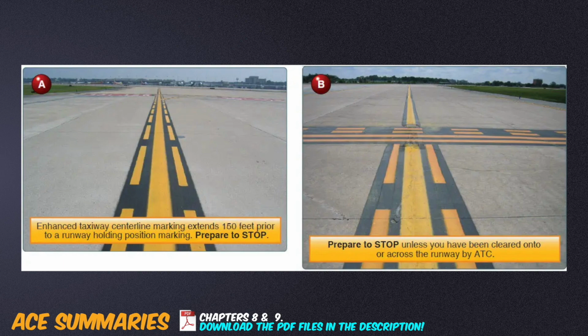Holding point markings on an aerodrome. If you approach from the dotted side, you may cross at your discretion, but if you approach from the solid side, you need a clearance, such as a takeoff clearance, in order to cross.